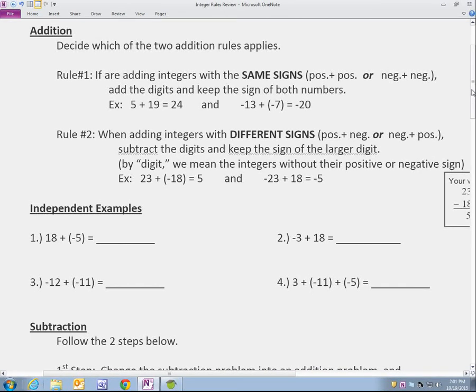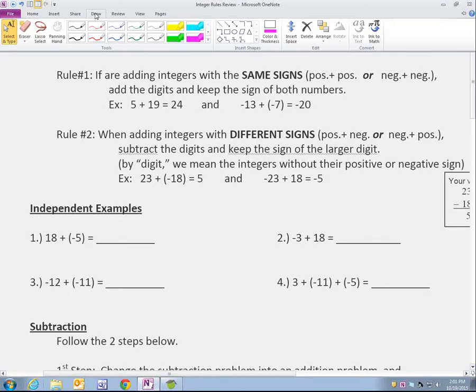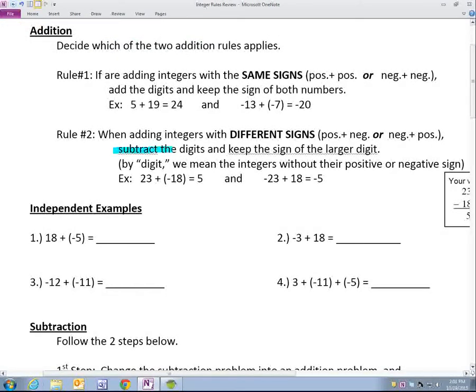Rule number 2, if adding integers with different signs, a positive plus a negative, or a negative plus a positive, you are going to subtract the digits, and keep the sign of the larger digits. So you're taking the one with the higher absolute value, subtracting the one with the lower absolute value, and keeping the sign of the bigger digit. By digit, we mean integers without their positive or negative sign.